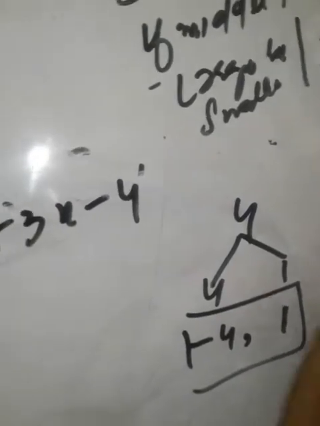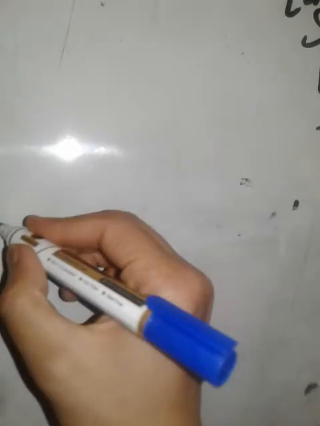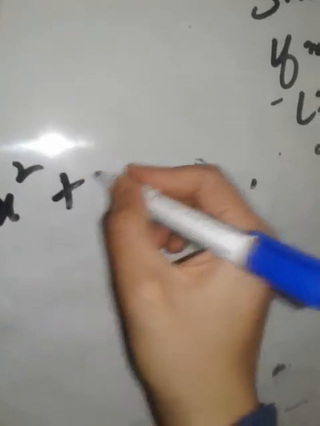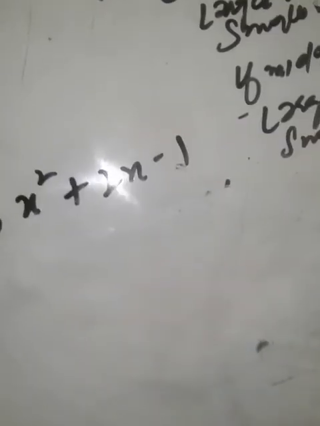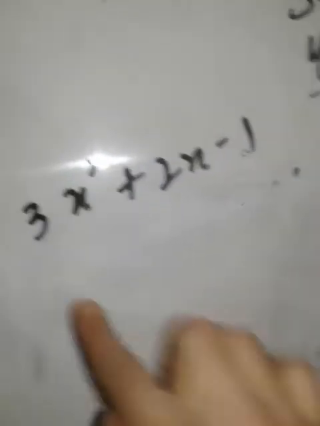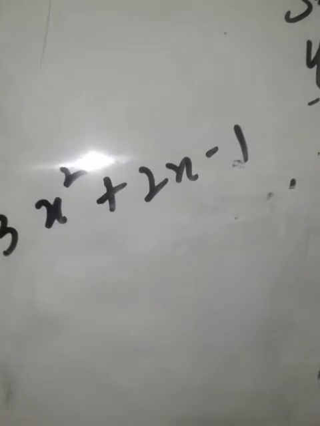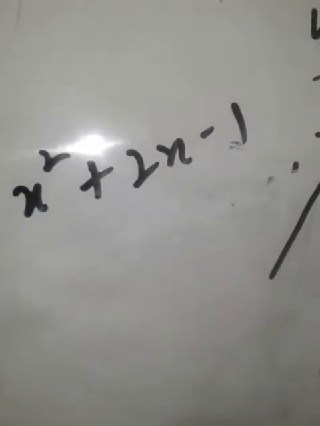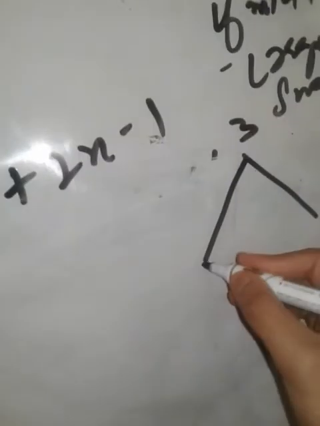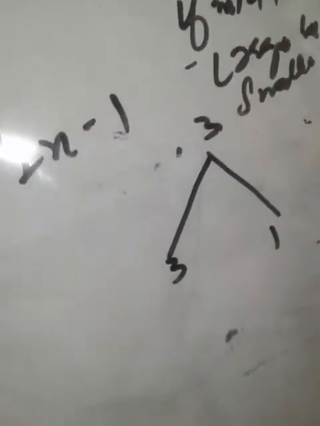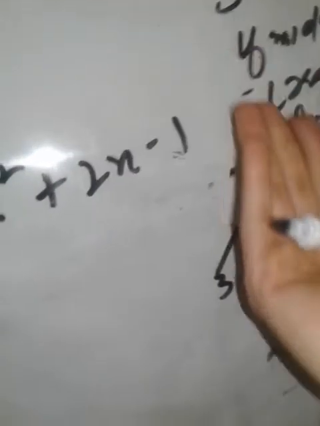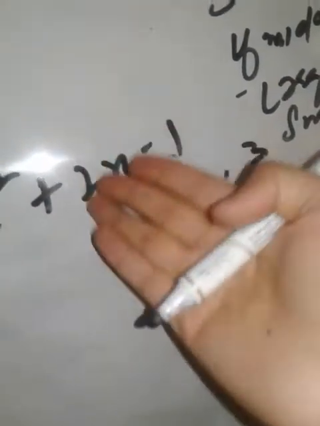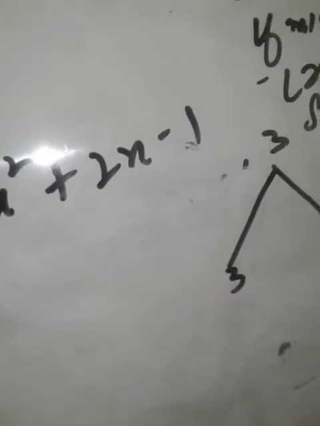I will show you. 3x square plus 2x minus 1. Again 3 into 1 is 3. So this is 3. Split it, break it up, it is 3 and 1. 3 ones are 3. Now 3 with plus or minus, by adding or subtracting, you should get this 2. 3 plus 1, 3 minus 1.